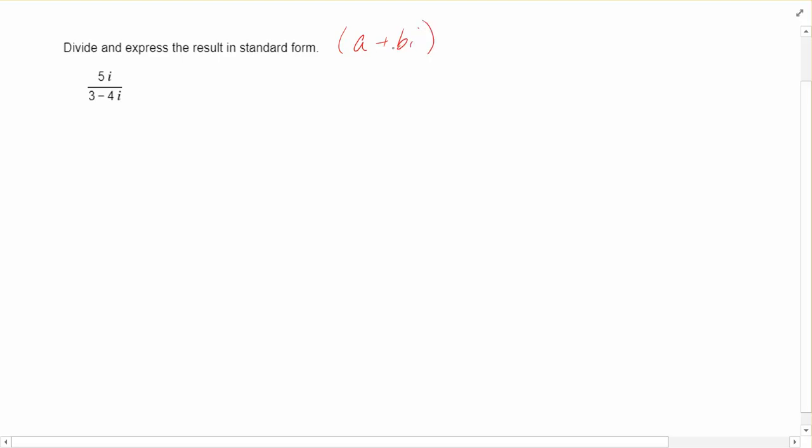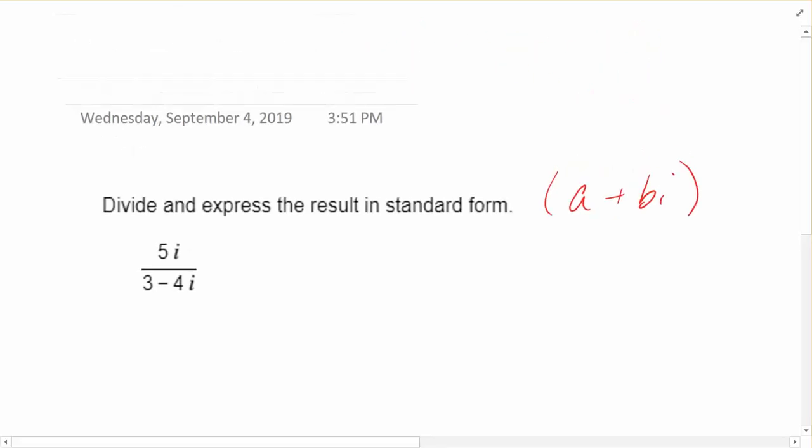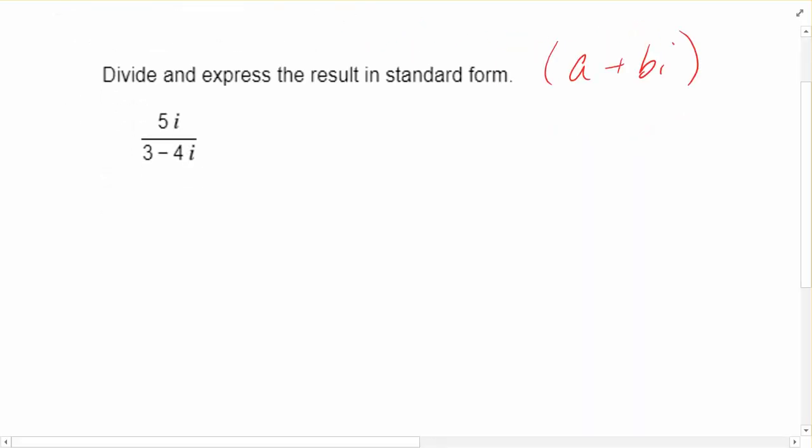And when I am talking about dividing this, what I'm really looking at doing is multiplying by the conjugate. So when I have this problem, I'm going to multiply top and bottom by the conjugate of the denominator. So the conjugate of the denominator is going to be 3 plus 4i. And so I multiply top and bottom by the same number. And then because when we multiply fractions, we multiply numerator to numerator.